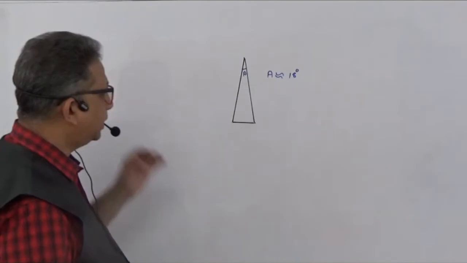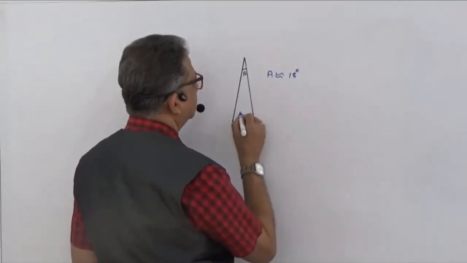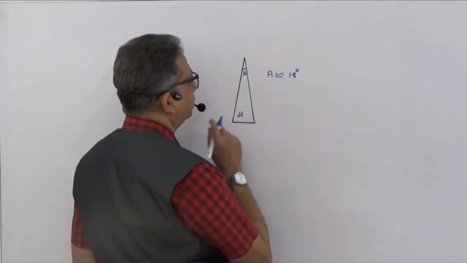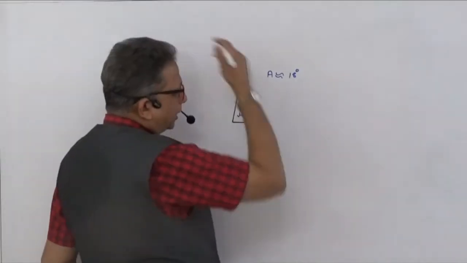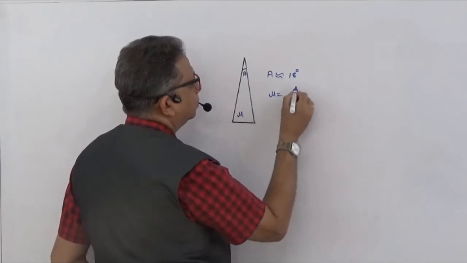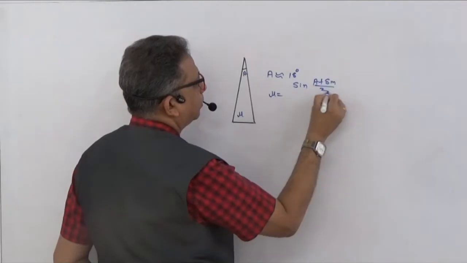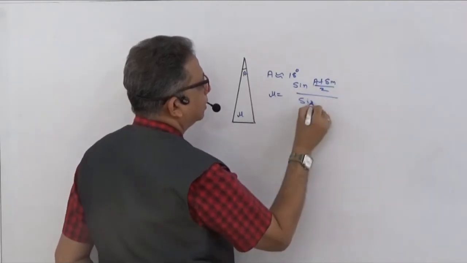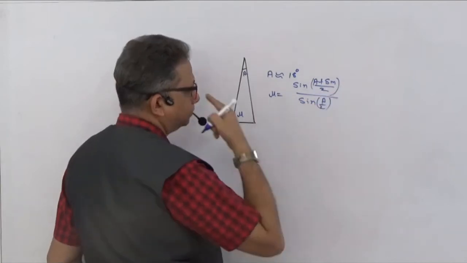Now in this thin prism, we can use the same equation that we used. It would also have some refractive index mu. Making use of this refractive index, we have our equation that mu is equal to sine of (A plus delta m) upon 2, divided by sine of A by 2. This is the whole one complete angle.